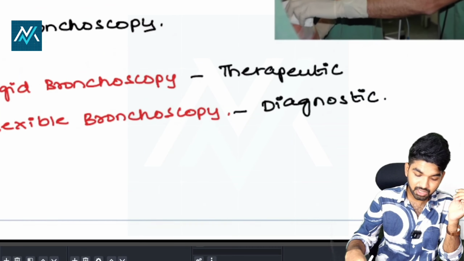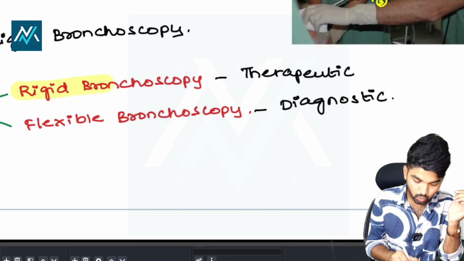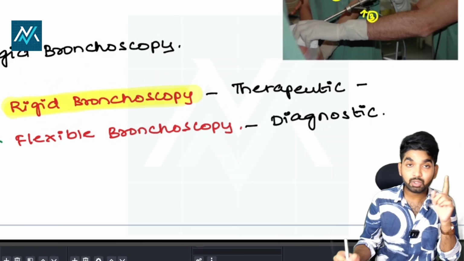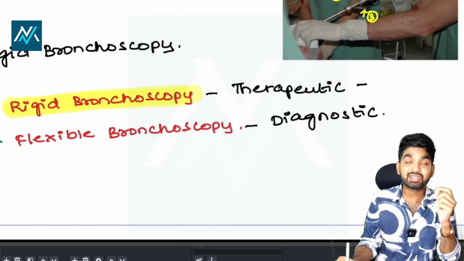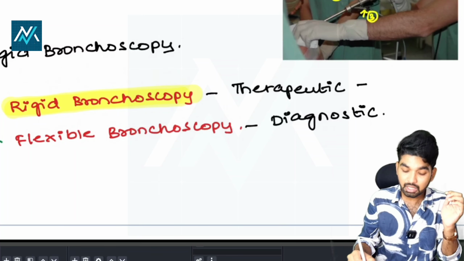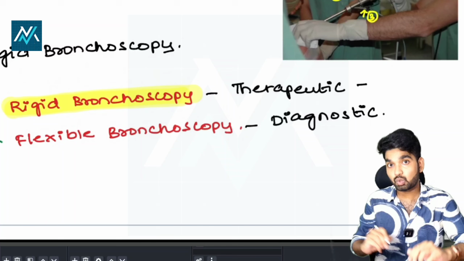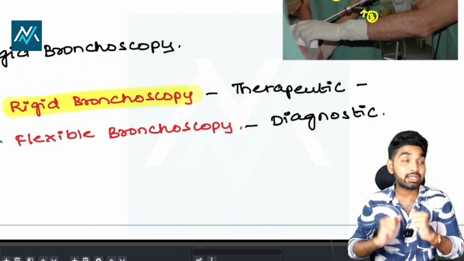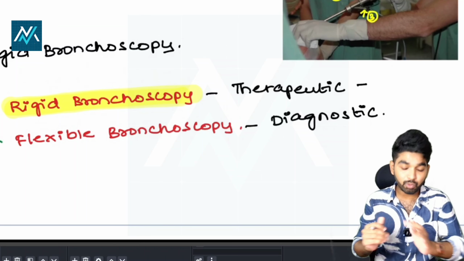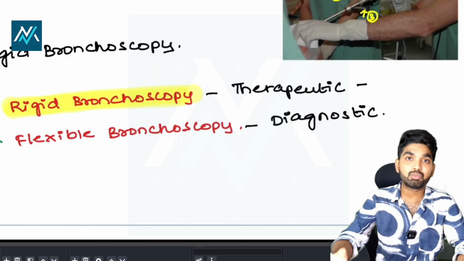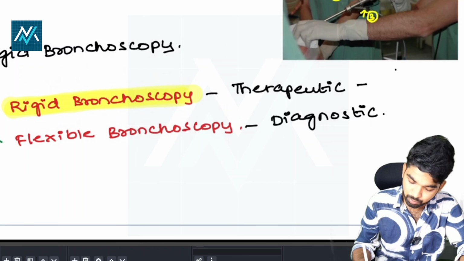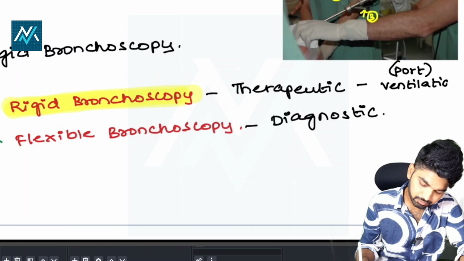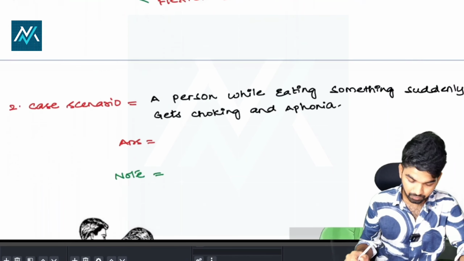So again I am telling you, what we do here is rigid bronchoscopy. Why rigid bronchoscopy, my dears? I told you rigid bronchoscopy is more therapeutic, flexible is more for diagnostic purposes. Why therapeutic? Because it has an extra port for ventilation. I can also ventilate the patient. I told you there is a gases port, which is especially seen in rigid bronchoscopes. So there will be a port for ventilation. Clear? Right.